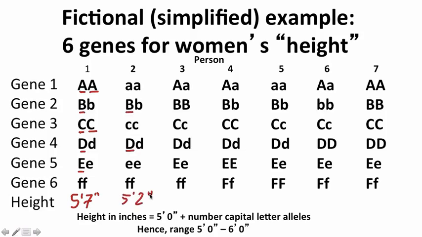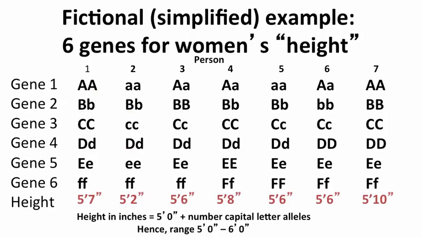Let's imagine that you iterated this across all these different individuals. And this is, again, a completely fictitious example. We're assuming each of these 6 genes only has 2 alleles, a tall variant and a short variant, and they all act somewhat independently of each other. So what would you see? We can iterate across all these different genes and all these different people, and this is the spread we see: 5 foot 7, 5 foot 2, 5 foot 6, 5 foot 8, 5 foot 6, 5 foot 6, 5 foot 10.